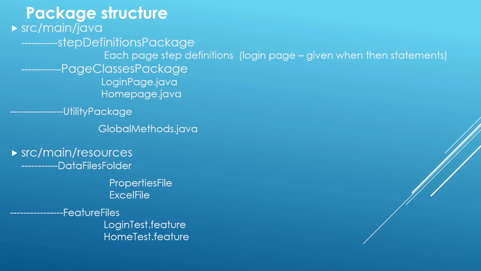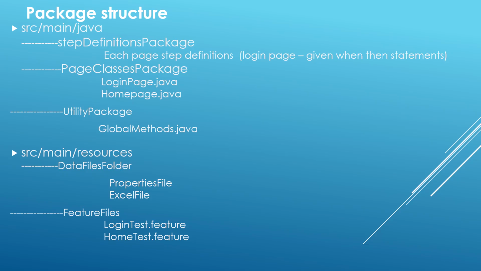So here I'm using Cucumber, the page object model and data driven. Ideally, how should the project structure look? In the package structure, we'll create three packages here. First is the step definition package, then the page class package, and the utility package. The step definition package will contain all those step definitions that we are using in the feature file. Suppose I have one login functionality and one feature file that contains all the login test cases.